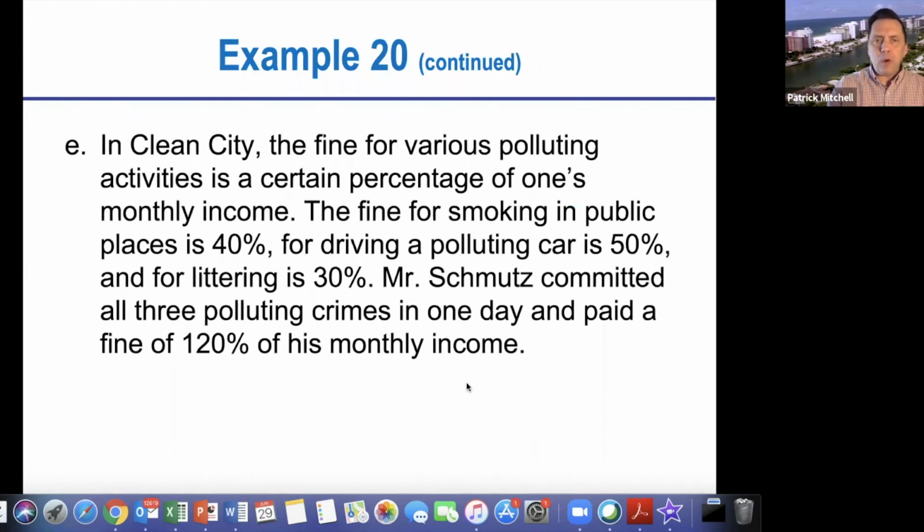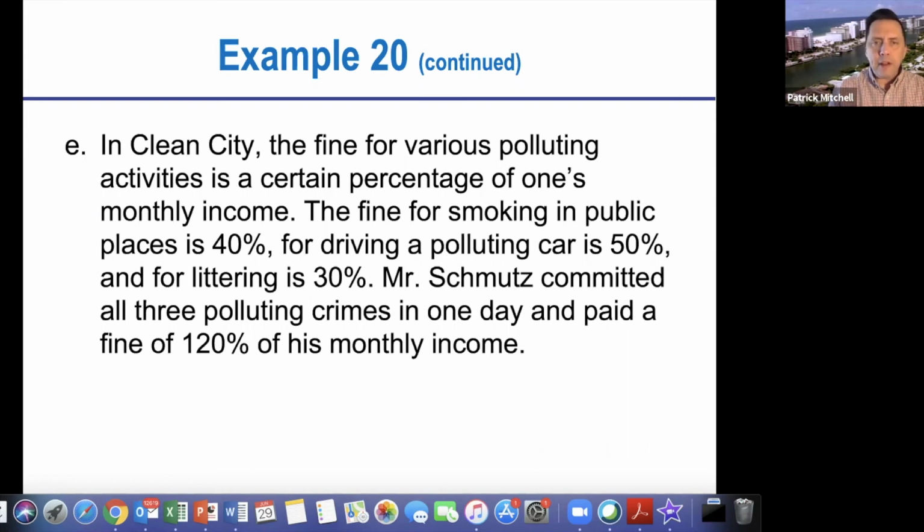Here's an example where it does make sense. In Clean City, the fine for various polluting activities is a certain percentage of one's monthly income. The fine for smoking in a public place is 40%, for driving a polluted car is 50%, and for littering is 30%. Mr. Schmutz, oh, that's clever, committed all three polluting crimes in one day and paid a fine of 120% of his monthly income.